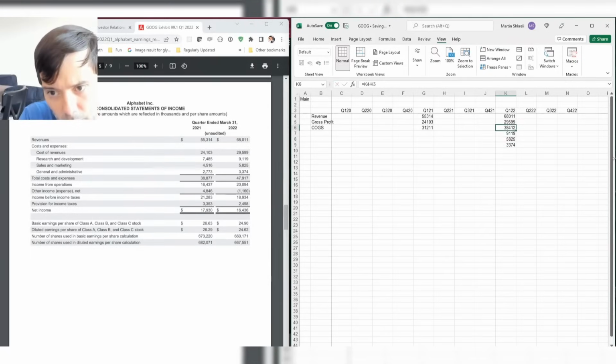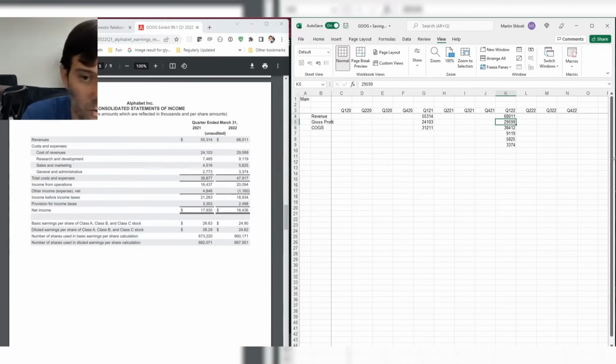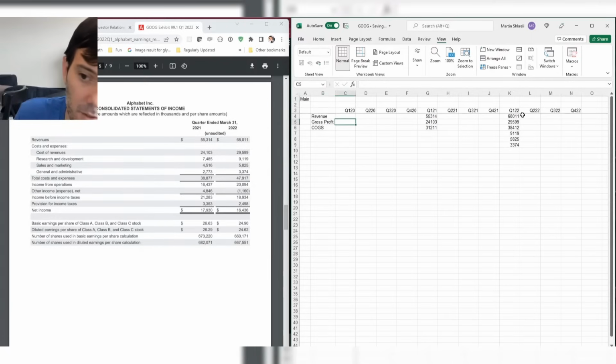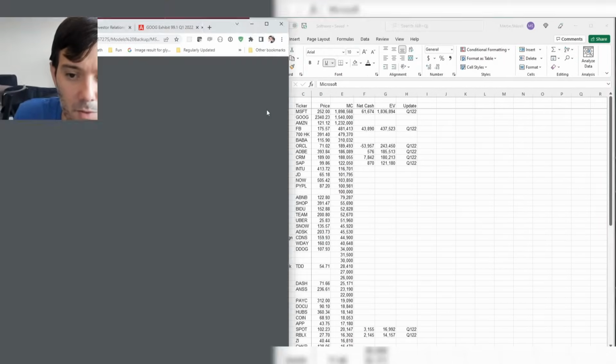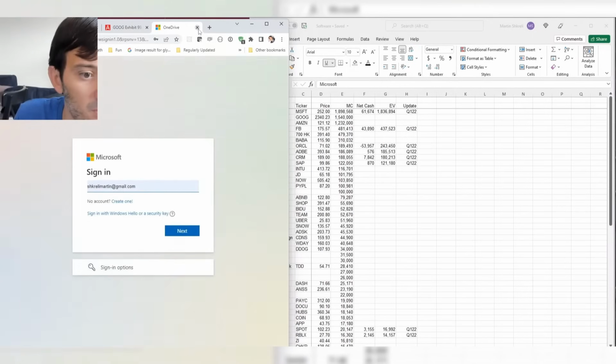So anyway, you can see the revenue they booked is more than Microsoft. It's $68 billion, even though Google is a much younger company than Microsoft. It's bigger technically by revenue. What was the Microsoft revenue again? We could just pull this up here.